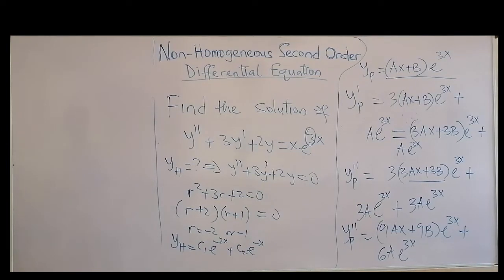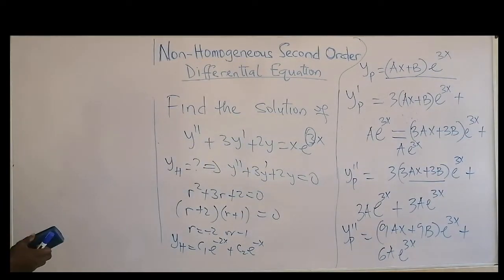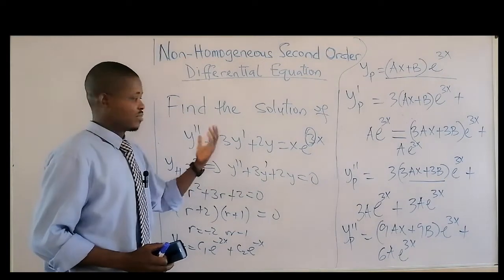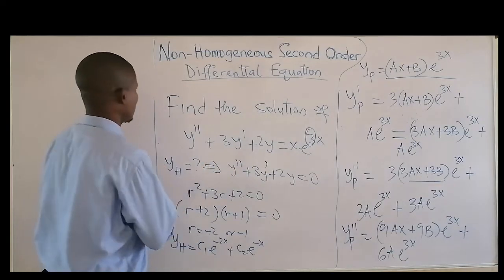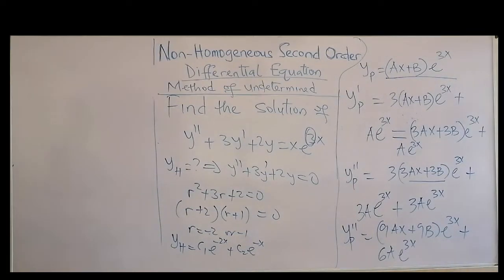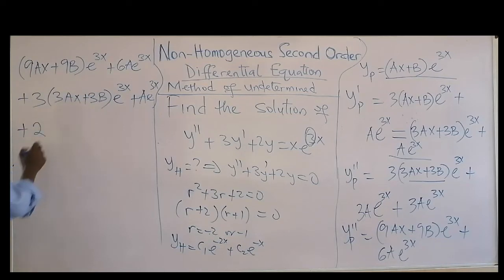Okay, so the next thing is just plugging back into the given problem. Don't forget the method we are using here is undetermined coefficients. So the second differential, I'm plugging back here, then plus 3 times the first differential, then plus 2 times y, and our y is what?